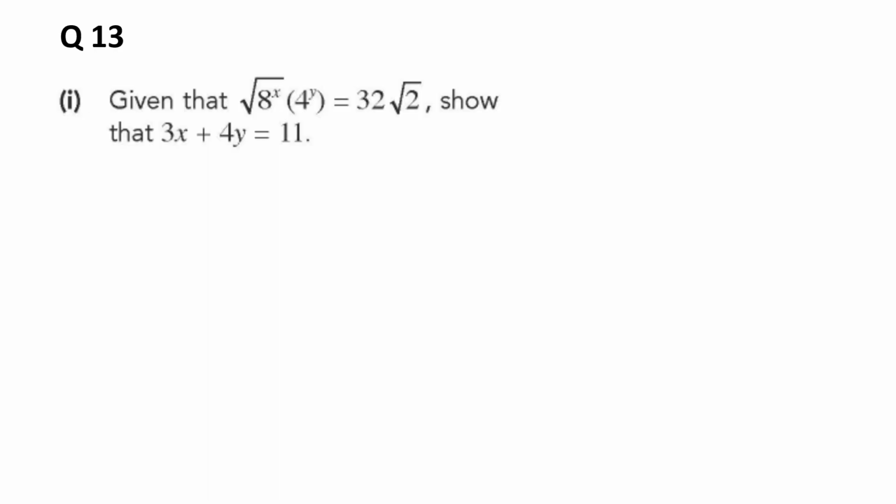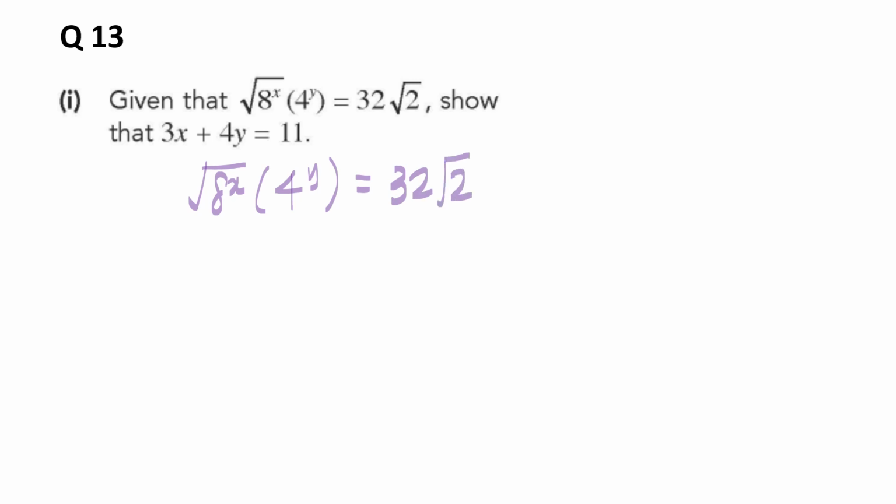Let's come to question 13. If you have understood how to do question 12, then question 13 wouldn't have much of a problem. Let's look at what you're supposed to do. You're given something, and then you need to show something. So let's look at what you are given. That is square root of 8 to the power of x, bracket, 4 to the power of y, equals 32.